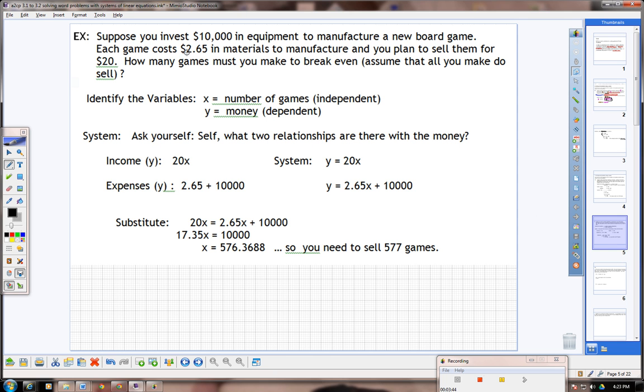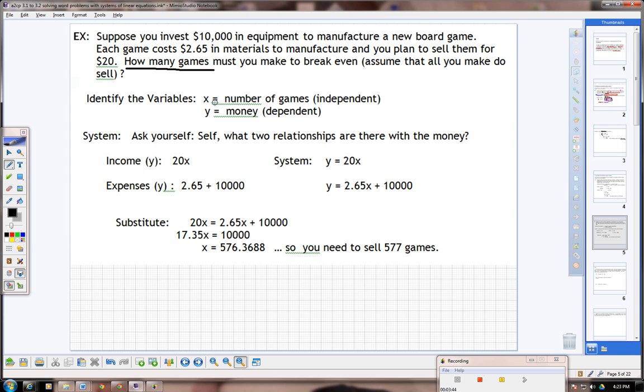Looking at the next example, investing $10,000 in equipment to manufacture a new board game. All right, what are we trying to do here? Well, what is the question asking us? I know that you can read this. You could pause and read it if you wanted to. How many games? That's what we're looking for. How many games do we have to make in order to break even? Okay, every game you make, by the way, you're going to sell. It's going to be an ideal world right now.